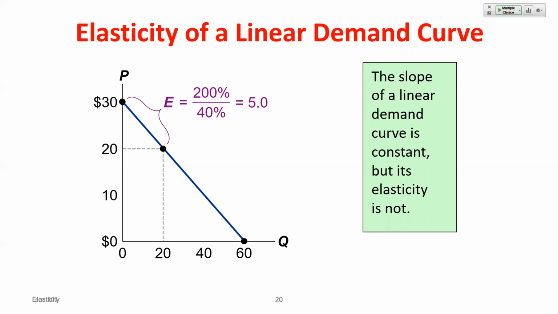So if we looked at the change in price here, 30 minus 20, divided by the average price, 30 plus 20 divided by 2, we'd see that's a 200% change in price. Sorry, it's not a 200% change in price. It's a 40% change in price, right? And if we look at the quantity demanded going from 0 to 20, using that midpoint method, we would take the difference, 20 minus 0, divided by the average, 0 plus 20 divided by 2, so 20 over 10. That gave us a 200% change in quantity demanded.